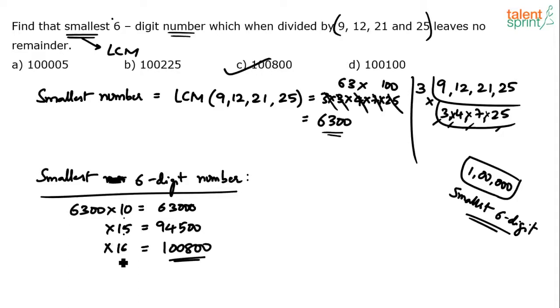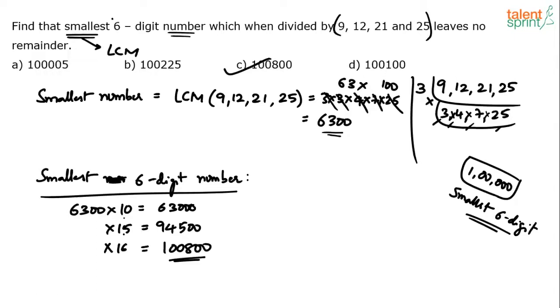So I'll try with into 16. Into 16 is crossing 1 lakh. That's it. If into 16 is also not crossing 1 lakh, then I'll go for into 70. Right? So this is how you know what's the smallest 6-digit number which is divisible by these numbers without giving any remainder. So 1,800,000 is the final answer.